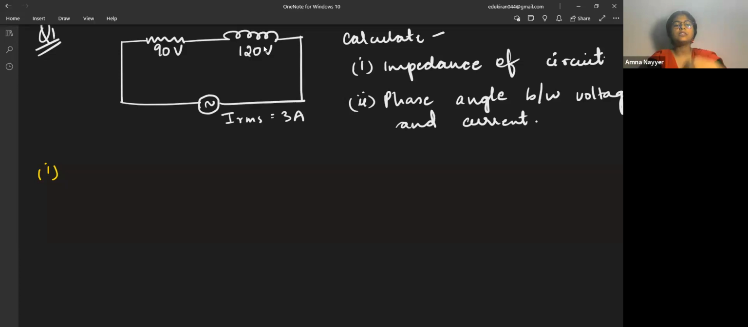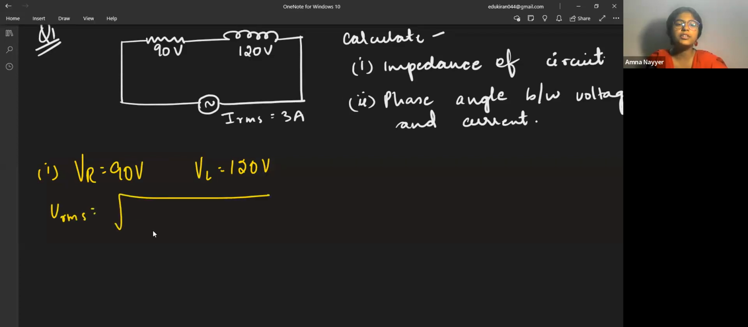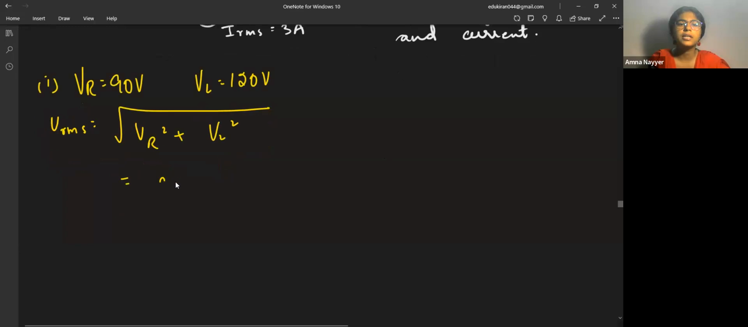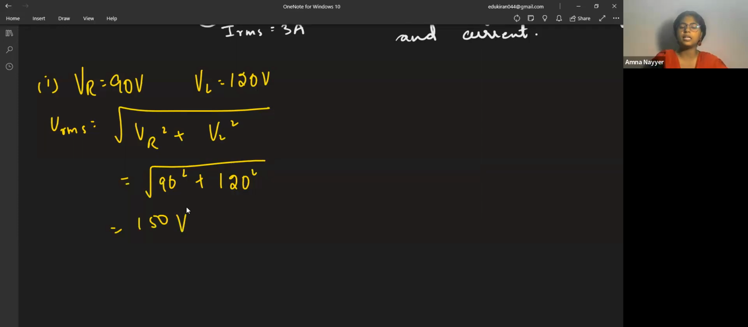For VRMS, the best thing is that VR is given to you as 90 volt and VL is given to you as 120. So VRMS will be under root VR square plus VL square. That will be 90 square plus 120 square under root, which forms a Pythagorean triplet, so that is 150.